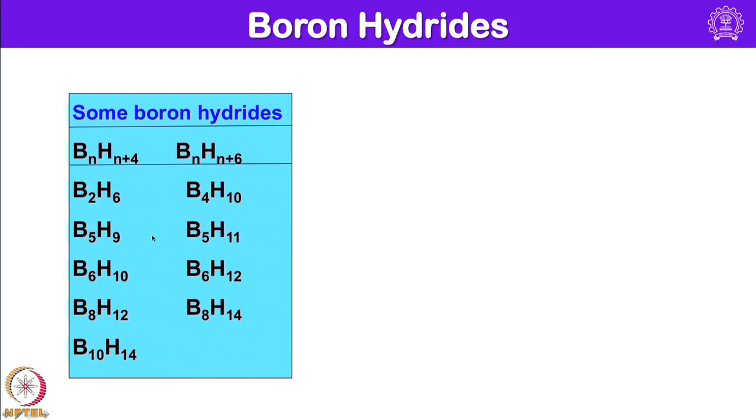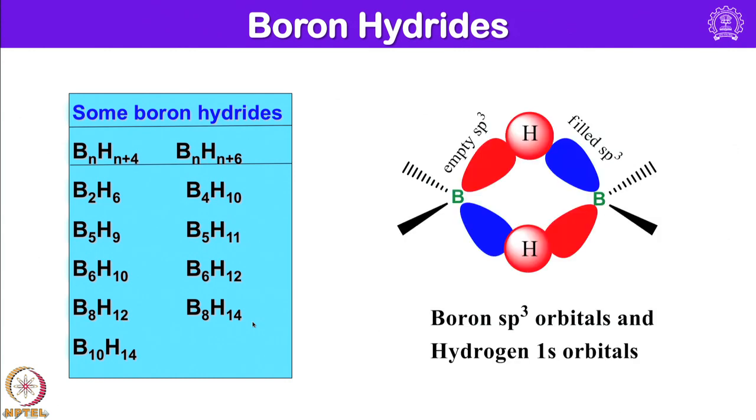Some boron hydrides I have listed here. Under the BnHn+4 series I have listed a few examples, for example B2H6, B5H9, B6H10, B8H12, B10H14. Under the BnHn+6 series I have listed a few examples. They are B4H10, B5H11, B6H12, B8H14, and all of them invariably have some terminal BH bonds and some bridging BHB. So, in BHB one can expect 3 center 2 electron bonds typical of diborane.